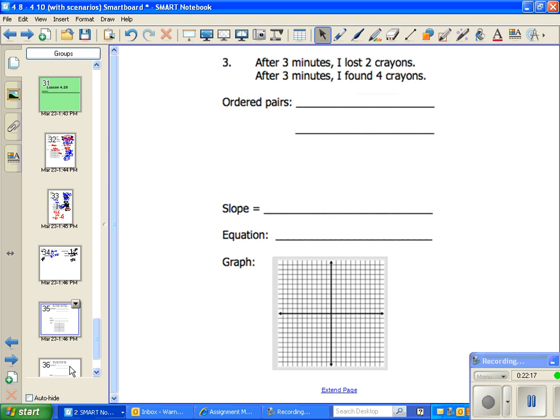Okay, example 3. After 3 minutes, I lost 2 crayons. After 3 minutes, I now found 4 crayons. Okay, ordered pairs would be what, McLean? Okay, 3 minutes, 2 crayons. If you lost them, though, what should your 2 be? Okay, I lost 2 crayons. They're gone. The other one, if I found 4, okay, positive 4 crayons.